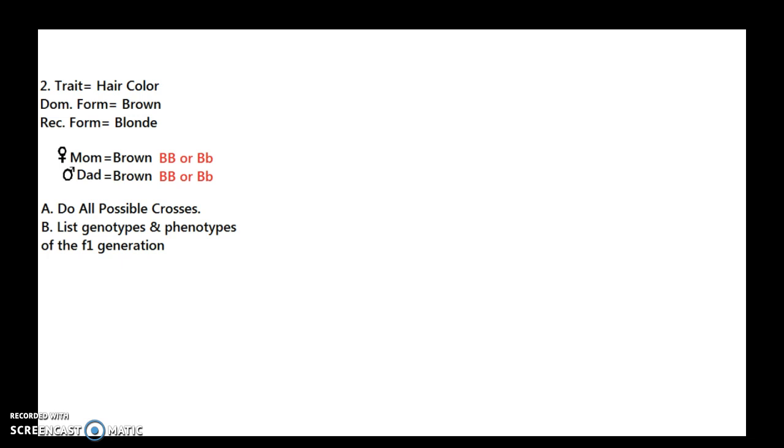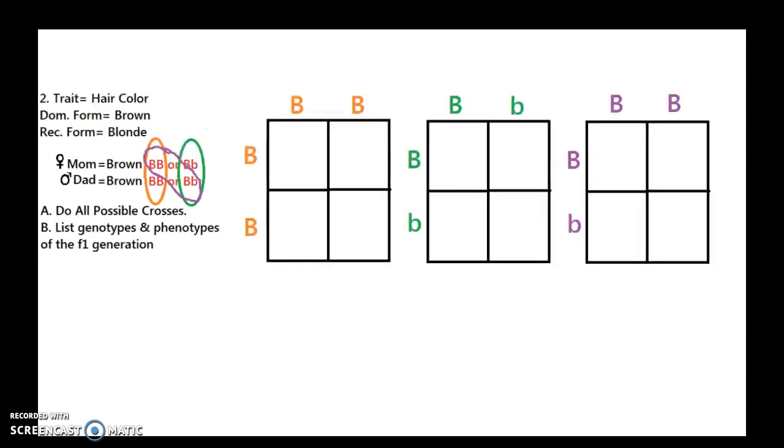How many do you need to do? Let's see what our combinations are. You need to do this one circled in orange, the chance that mom could be homozygous dominant and dad could be homozygous dominant. This one in green, where both parents are possibly heterozygous. And there's also a chance that there could be a mixture. Mom could be homozygous dominant and dad could be heterozygous. We don't know. So there are actually 3 Punnett squares that we need to do. You'll see here I've color-coded them: orange, green, and purple.